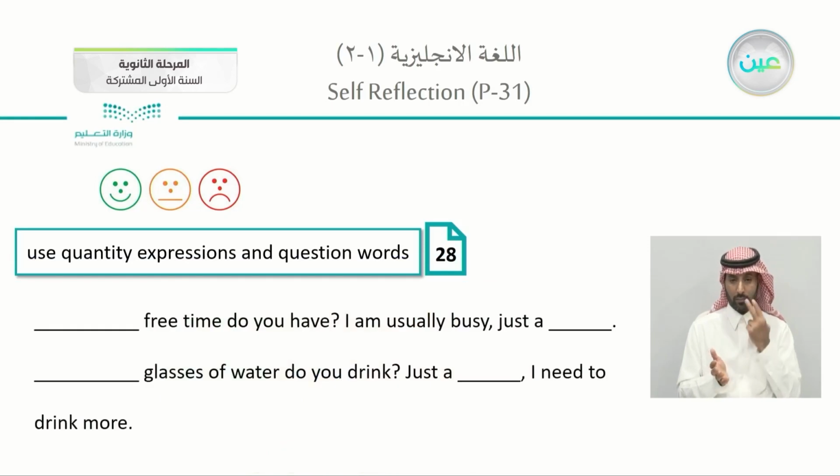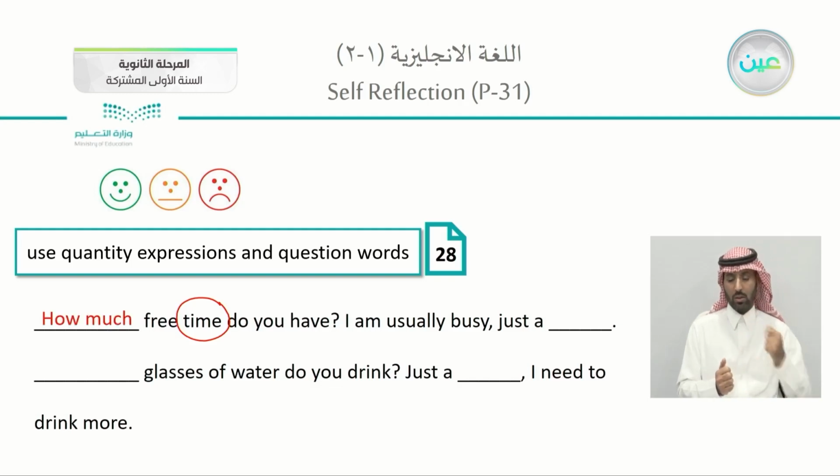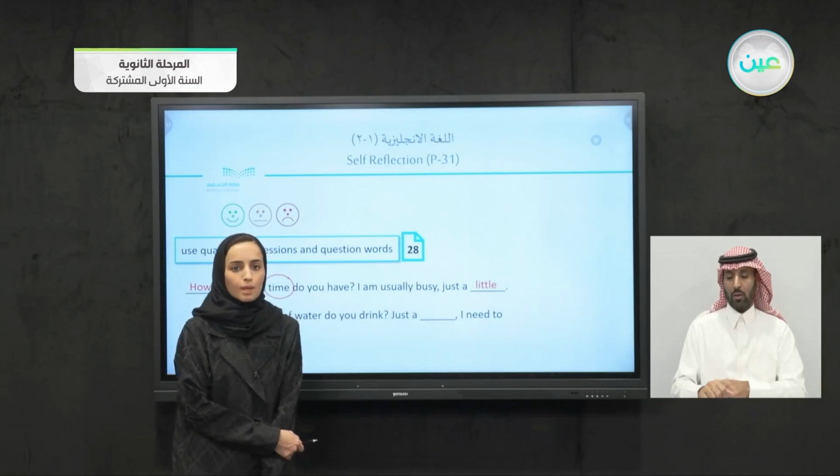Now let's try to complete these sentences. Free time do you have? Here we're speaking about time, which is a non-count noun. So it will be how much free time do you have? We're speaking about the time. I am usually busy just a little time, because here we're still speaking about time.